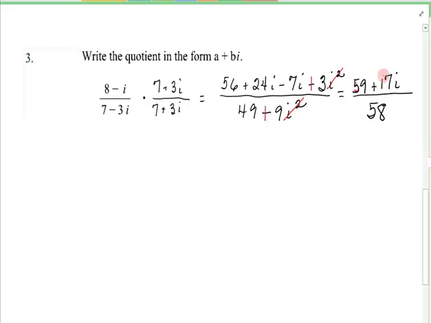Now my MathLab does not want this. It wants it in a plus bi form. So here's a, 59 over 58. It's a plus 17 over 58 i.